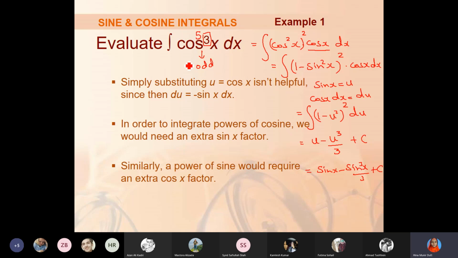And a similar procedure is for odd powers of sine of x. Right? So this strategy is applicable when I have odd powers of cos of x or sine of x. That is, the strategy is to separate one power of cos of x and then convert the rest into the other one.